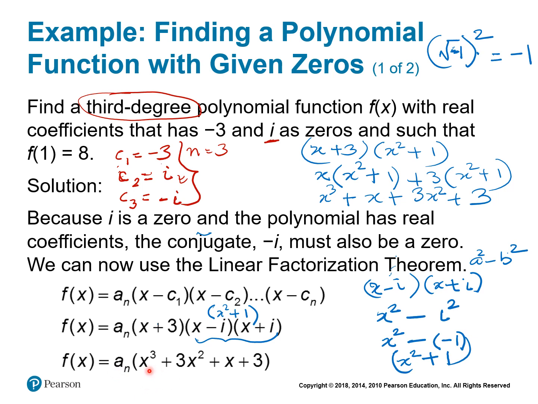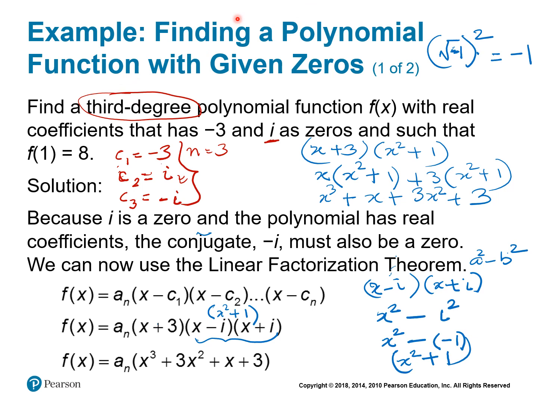So we have expanded the factors. We have multiplied out and expanded the factors and converted the factors into a polynomial. We need to find a value for a sub n. Now, in order to do that, we are going to use this piece of information given to us, f of 1 equals 8. So in the next slide, we'll see how to do that.